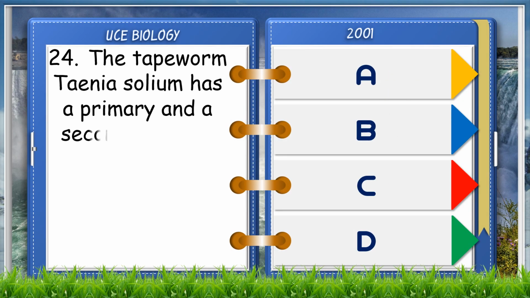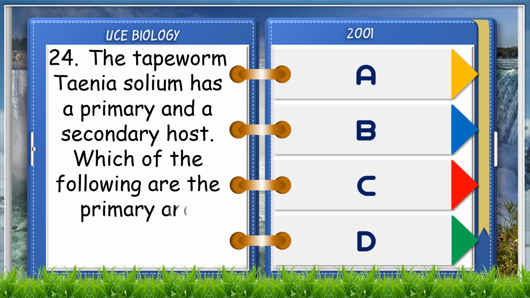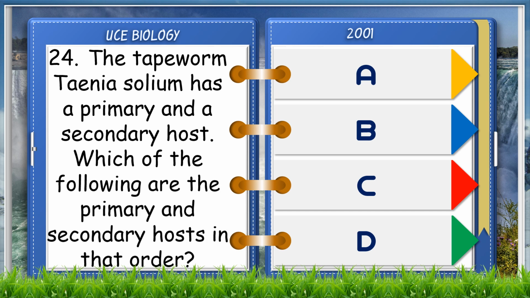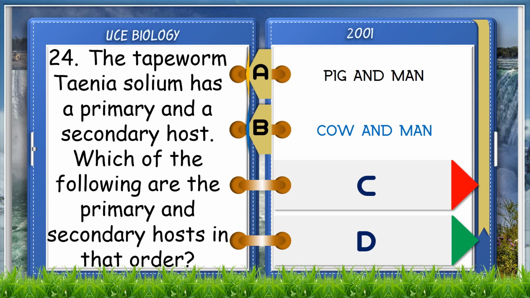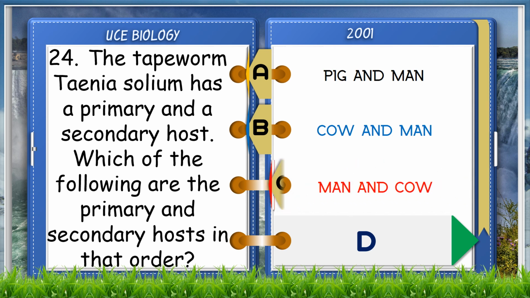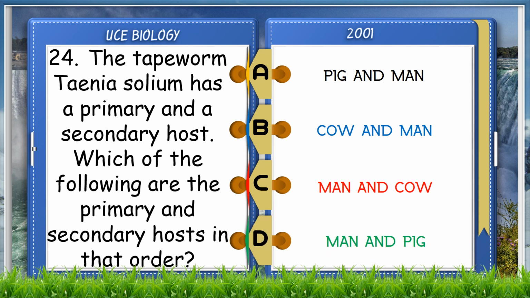The tapeworm Taenia solium has a primary and secondary host. Which of the following are the primary and secondary host in that order? A. Pig and man. B. Cow and man. C. Man and cow. D. Man and pig. The answer is D. Man and pig.